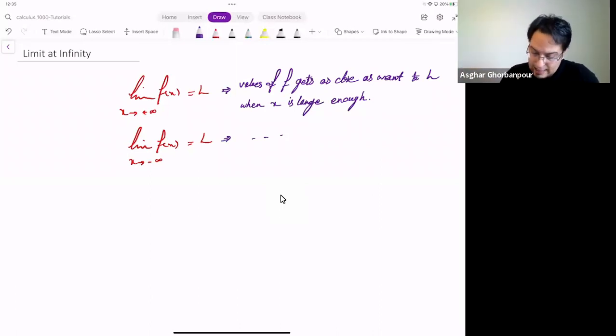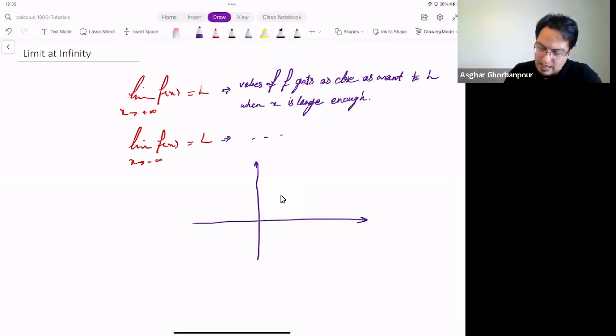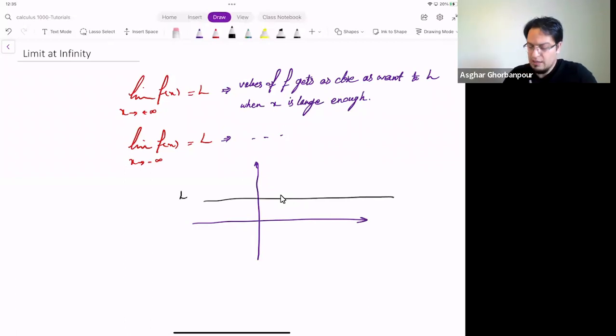So in terms of graphs, this means that there's a line at L. As we get further away to the right, the function gets closer and closer to that number. This getting closer could take different forms. For example, we could have something getting closer like that.